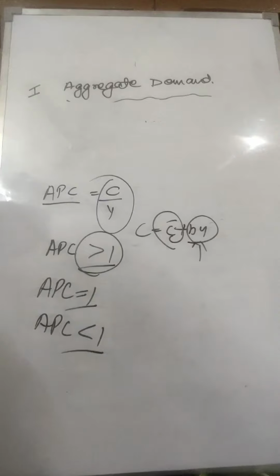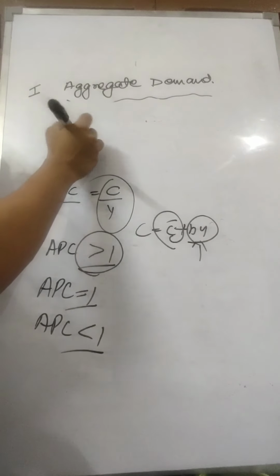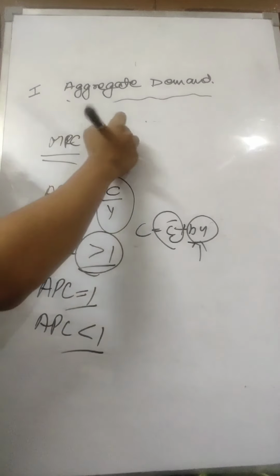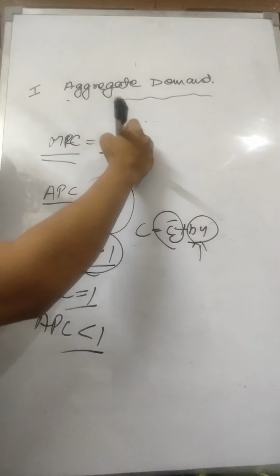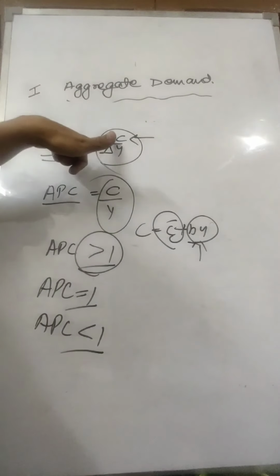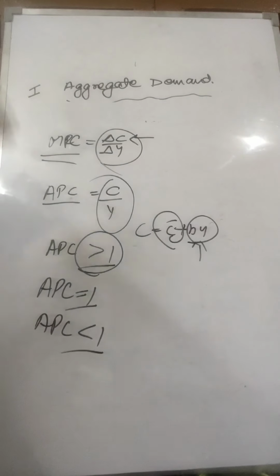Then coming to marginal propensity to consume, that is MPC, which is its full form. But what actually is the formula? That is delta C by delta Y. That means the change in consumption with the change in income. That is, one additional income level will bring what amount of change in your consumption.